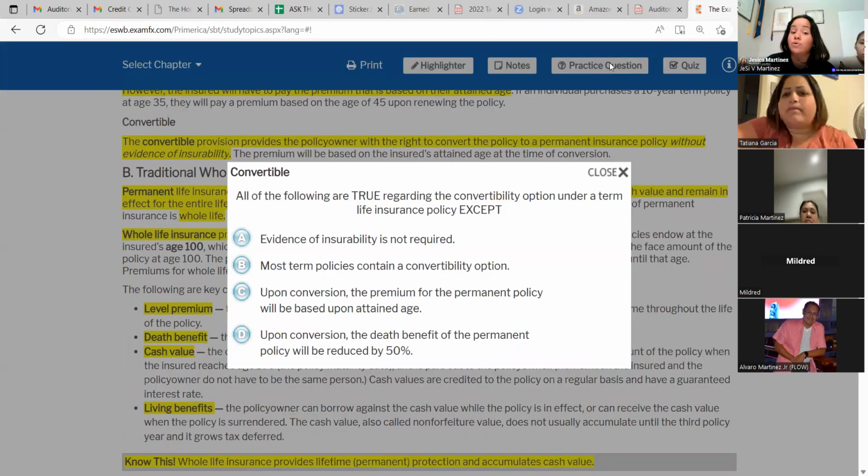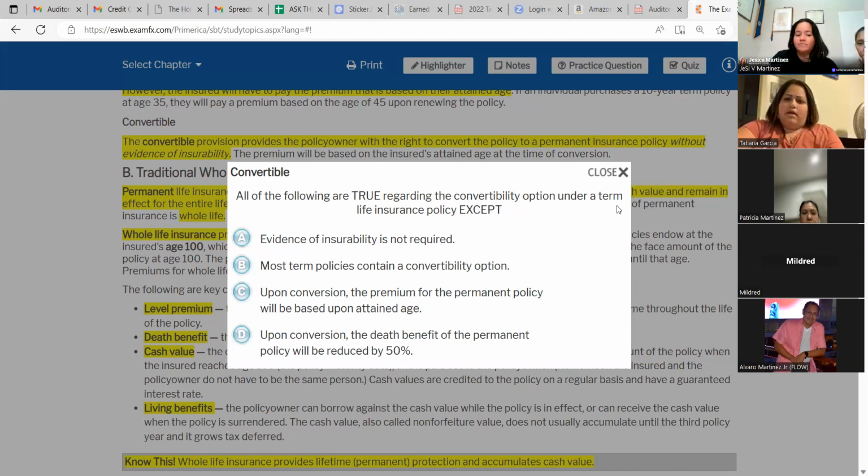All of the following are true regarding the convertible option under a term life insurance policy, except. So we're looking for the wrong answer. A, evidence of insurability is not required. B, most term policies contain a convertible option. C, upon conversion, the premium for the permanent policy will be based upon attained age. D, upon conversion, the death benefit of the permanent policy will be reduced by 50%.